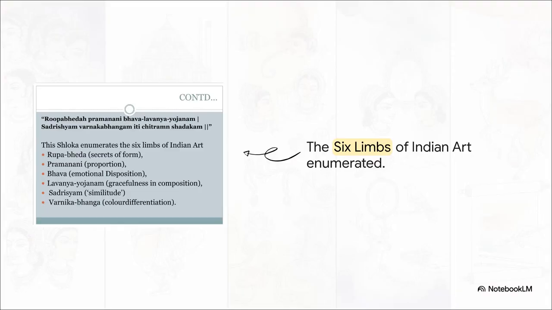Okay, so the term Shadanga translates directly to 6 limbs. Shad means 6 and anga means limb or part. And I've got to say, I absolutely love this metaphor. It suggests that an artwork isn't just a flat collection of paint on a surface, it's a living, breathing body. Just as a human body is considered deficient or incomplete without all its limbs, a painting simply cannot survive without all 6 of these components working seamlessly together.